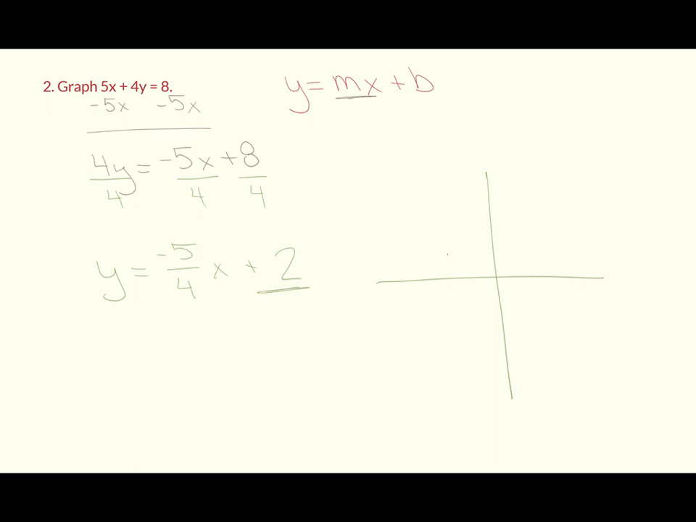So my y-intercept is a +2. So I'm going to start right there on the y-axis. And then my slope is -5/4. So I'm going to go down 5. So 1, 2, 3, 4, 5. And to the right, 1, 2, 3, 4. So down 5/4 would be about right there. And I'm going to connect the dots with a straight line. And that's my answer.